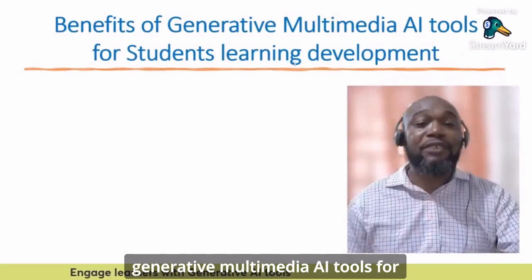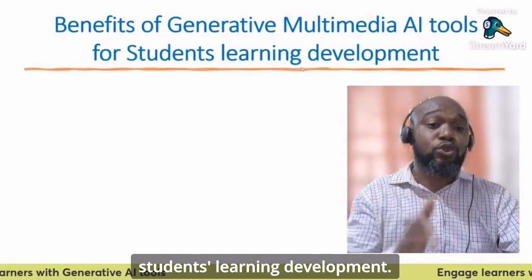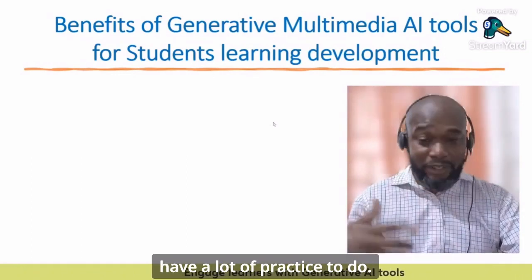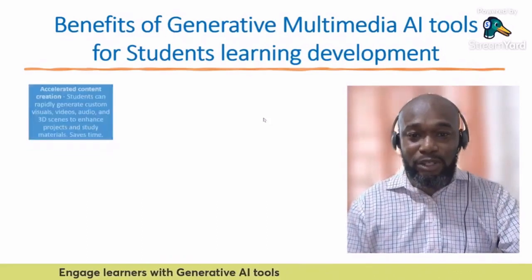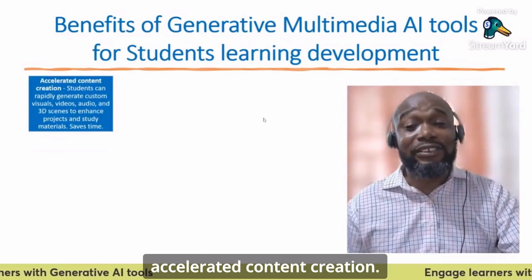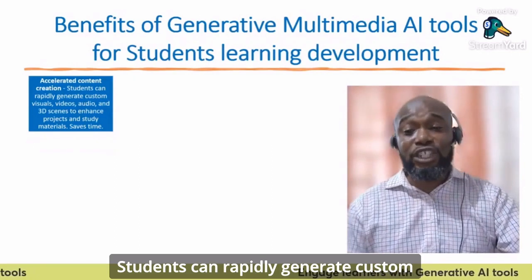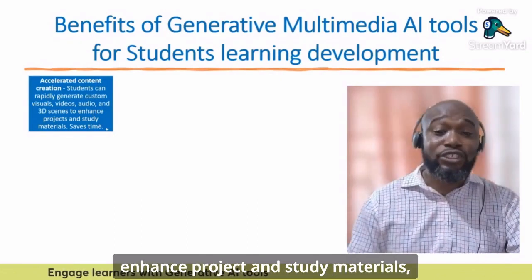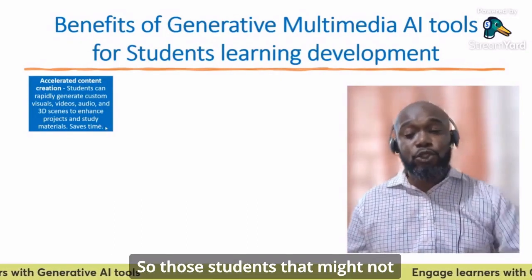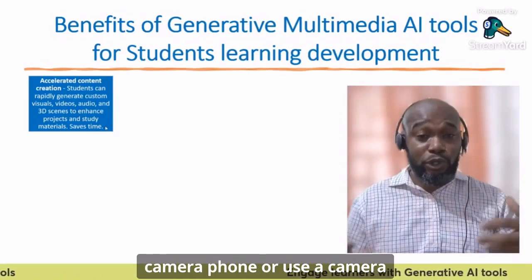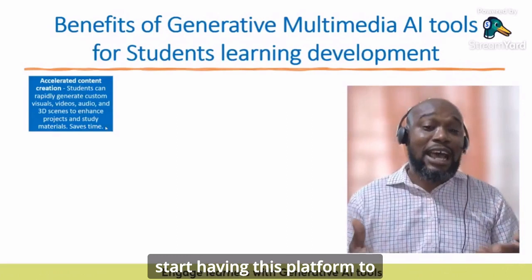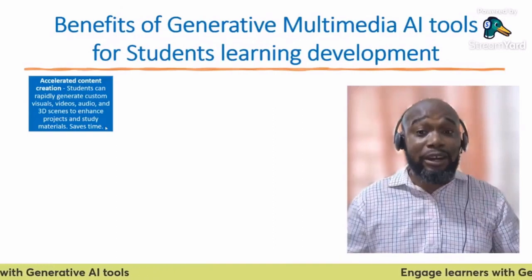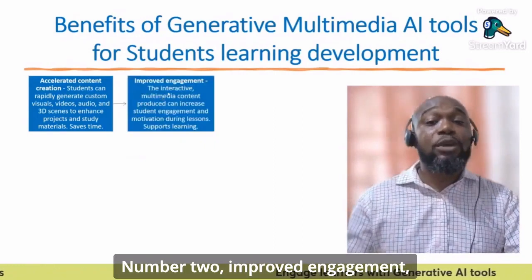So let's look at benefits of generative multimedia AI tools for students' learning development. I have about nine, but I'll run through them so that we have a lot of practice to do. Okay, number one, accelerated content creation. Students can rapidly generate custom visuals, videos, audio, and 3D scenes to enhance project and study materials, and it saves them time. So those students that might not even know how to use a camera phone or a camera, but want to, can now use this platform to generate graphics and videos that don't require a camera. Number two, improved engagement.